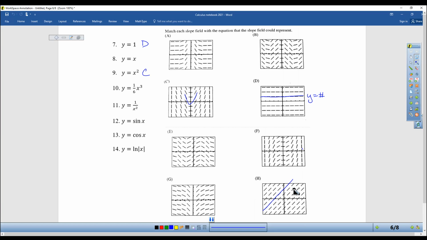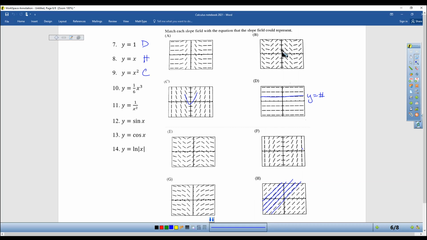So which one is that? It would be 8. If it helps you, think of it as y is equal to x plus c. It's a line that's clearly been, the family of functions is all of them. So that might help you think about it. But number 8 is going to be h.